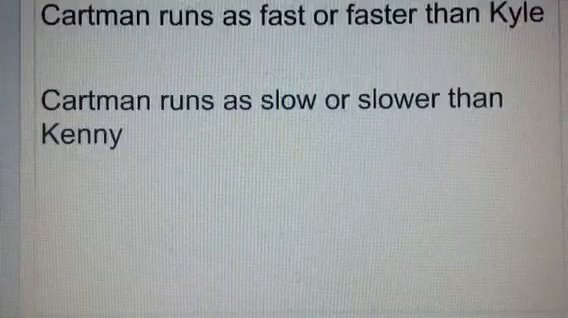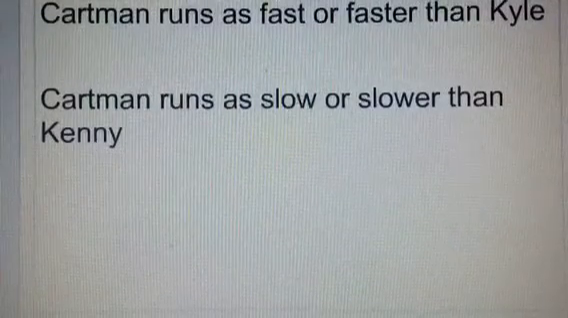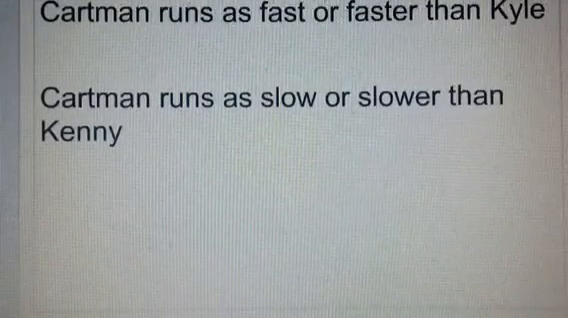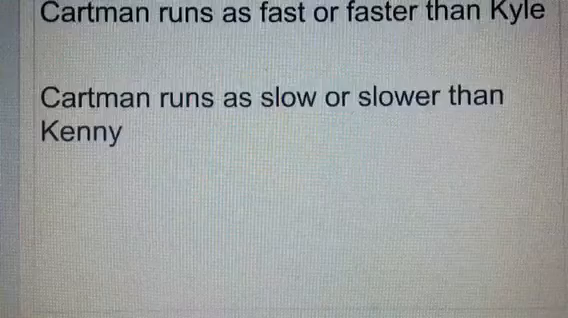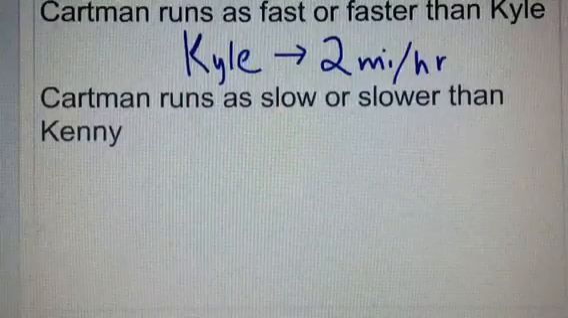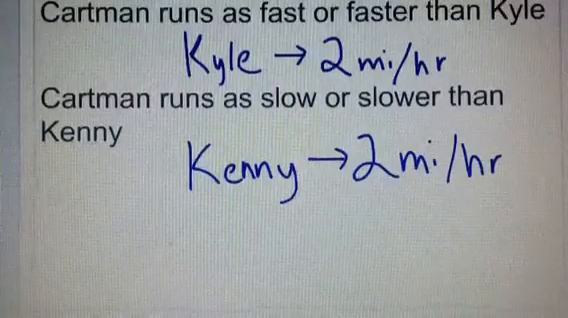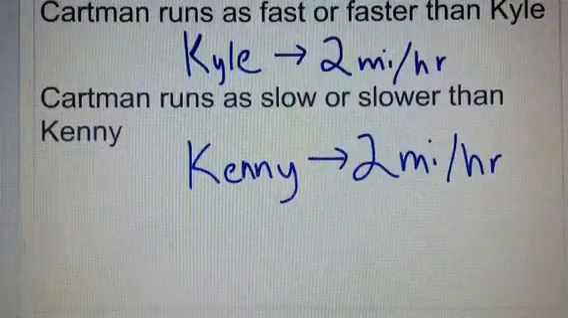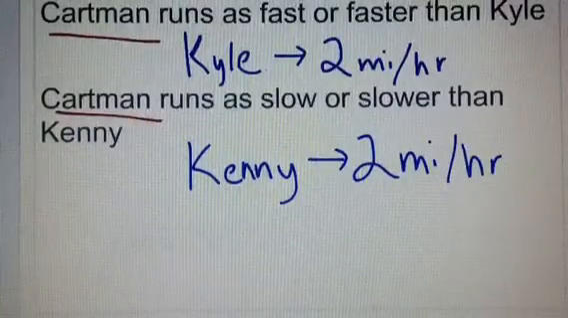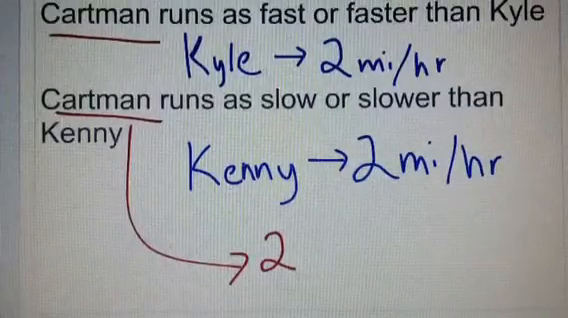Here's an example. Cartman runs as fast or faster than Kyle always on any given day. Cartman runs as slow or slower than Kenny always on any given day. Now, if Kyle runs 2 miles an hour, and if Kenny also runs 2 miles an hour, then how fast is Cartman running? Well, it's pretty obvious that Cartman would also be running 2 miles an hour.